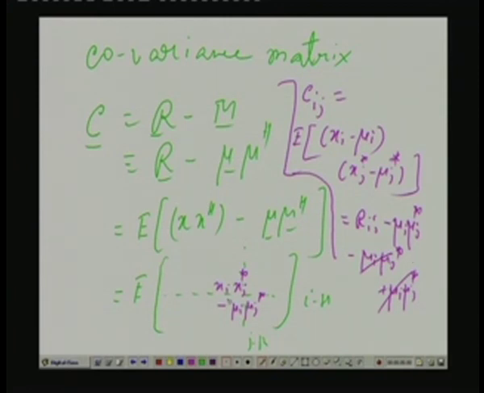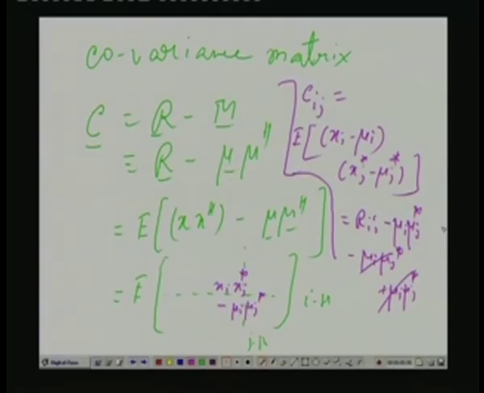And that is what you have here, expected value of xi xj star, which is r ij minus mu i mu j star. Okay. So, you get covariance. If all the elements x1, x2 up to xn are uncorrelated with each other, then we know their mutual covariance would be 0. What happens to this covariance matrix then?